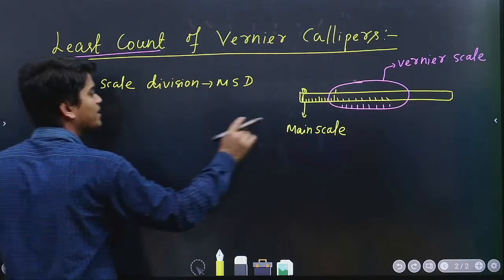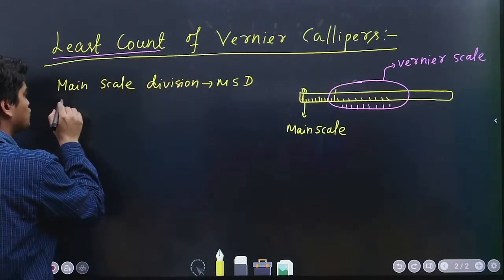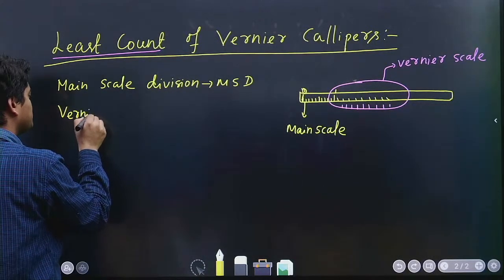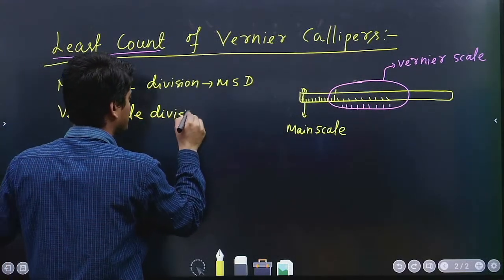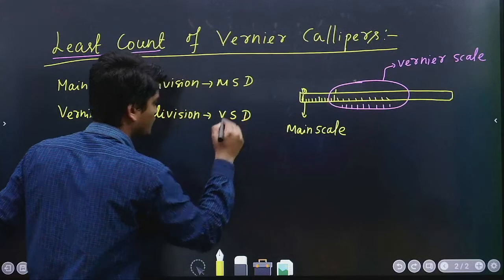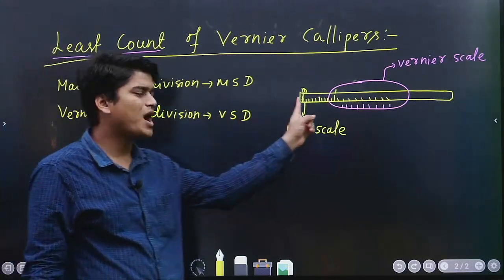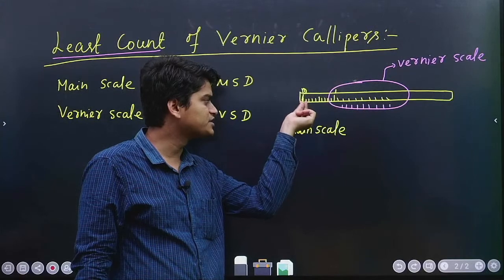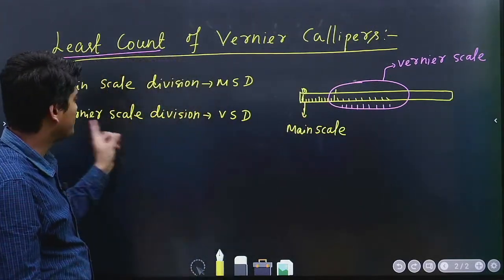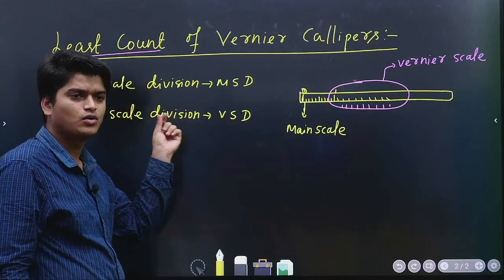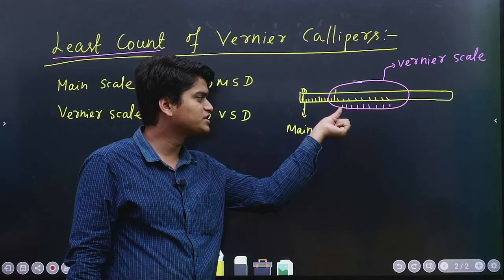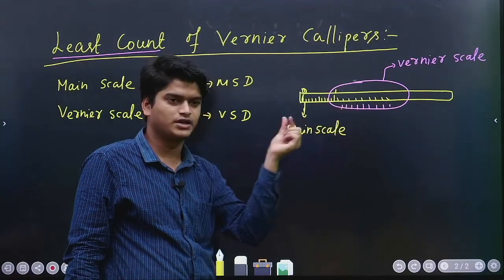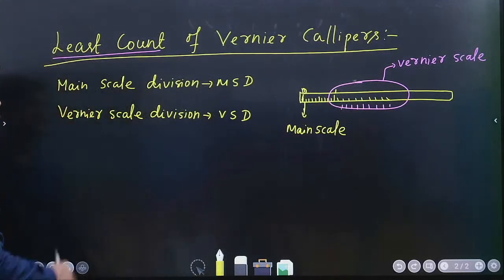And another thing: the vernier scale I'm similarly dividing into so many parts. I'll call that vernier scale division, VSD. If I say 1 MSD, it means 1 main scale division, this much distance here. If I say vernier scale division, then 1 VSD means 1 division, 1 measurement here. 2 VSD means you have to take from this starting point to the third number, like that. So one is MSD, one is VSD. These terms you should be clear about.